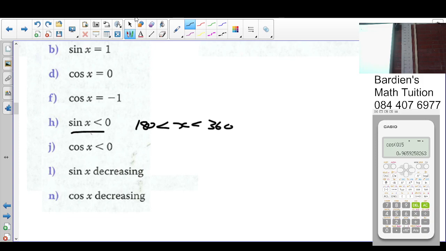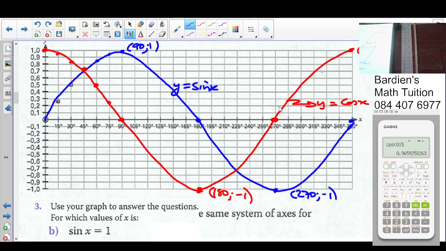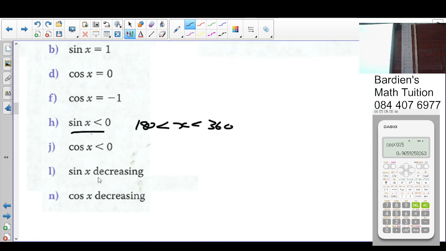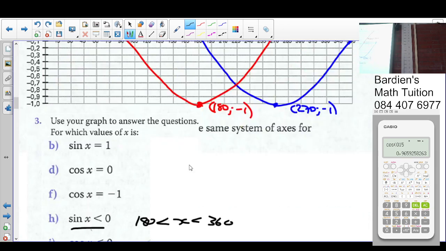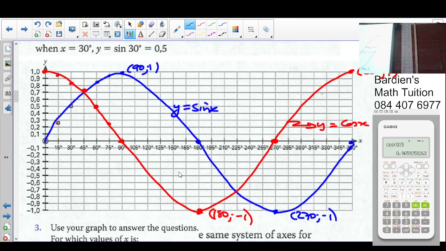Where is cos of x less than 0? From here, no? 90 to 270. Where is sine of x decreasing? From 90 to 270. You see, decreasing from that point all the way down. And where is cos decreasing? From 0 to? You will enjoy this every day for homework.